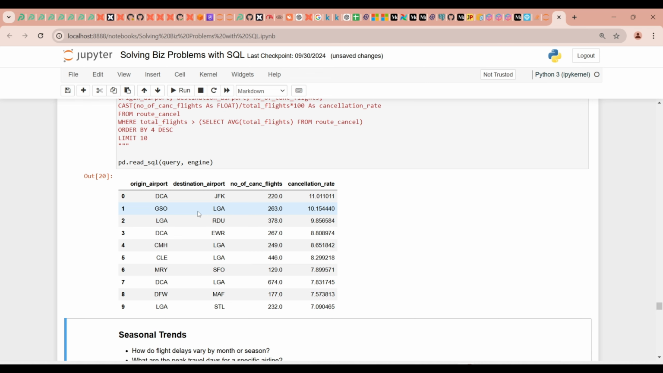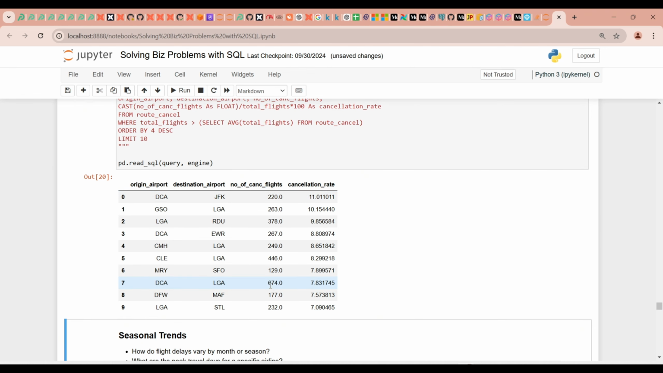So we are considering route DCA GFK as the one that has the highest cancellation rate. Look at this route. This route has 220 cancelled flights. Even now, if you were doing it by number of cancelled flights, you would have considered this guy. Look at this guy, 674 cancelled flights.